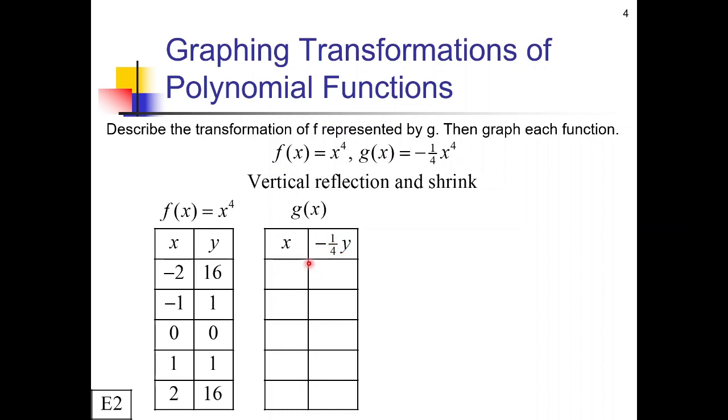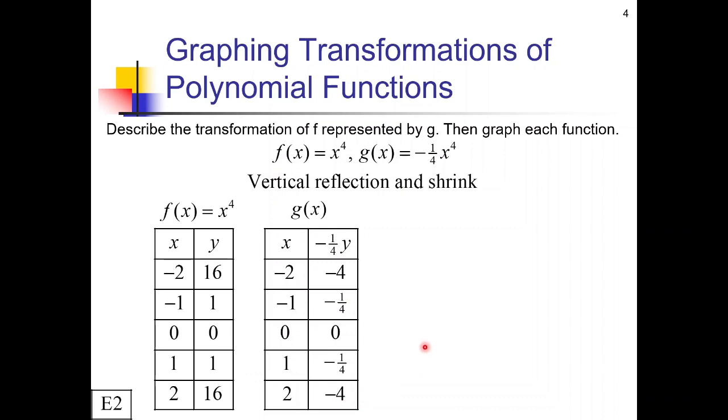So for the x's, I've still got negative 2, negative 1, 0, 1, and 2. For the y values now, I have negative 1/4 times all of these. 16 times negative 1/4 is going to be negative 4. It's like dividing by negative 4. And then 1 becomes negative 1/4, 0 becomes 0, 1 is still negative 1/4, and 16 is still negative 4.